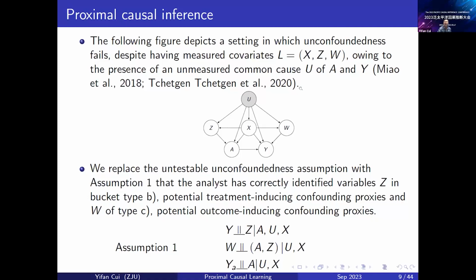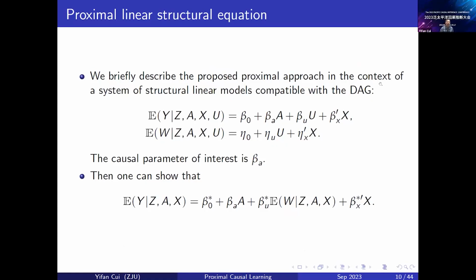Okay, so suppose we can correctly classify the L into these 3 buckets, X, Z, and W. How do we achieve the identification? Let's now look at one motivating example, using this linear structural equation. Suppose Y given Z, X, U is linear, so you can drop the Z because of the conditional independence assumption. And W given Z, X, U is also linear, you can drop Z and A. Here, we want to identify the beta A.